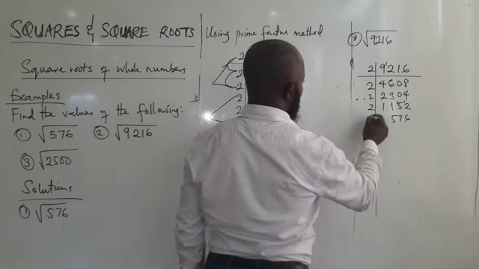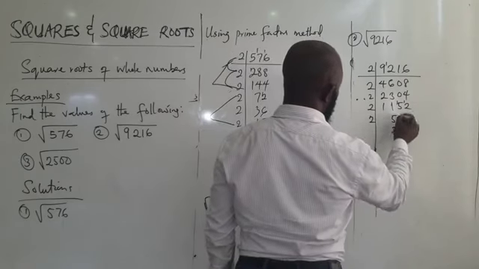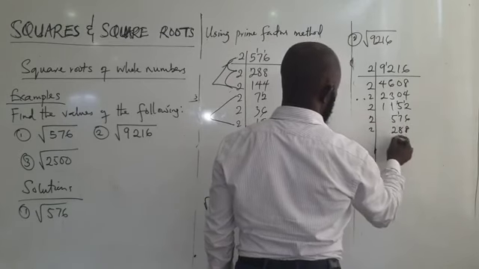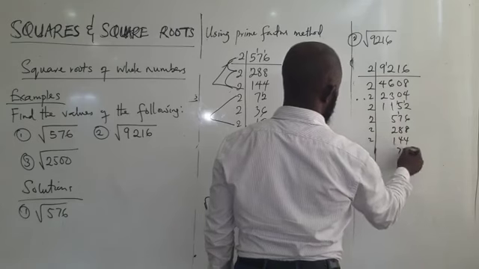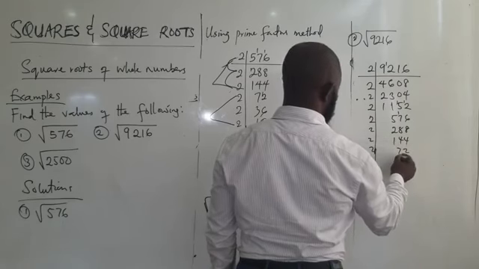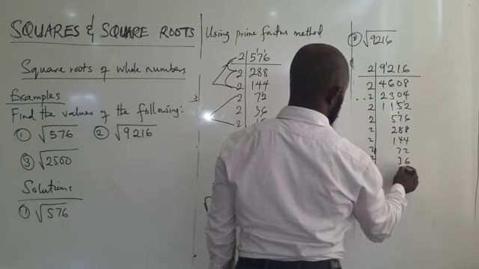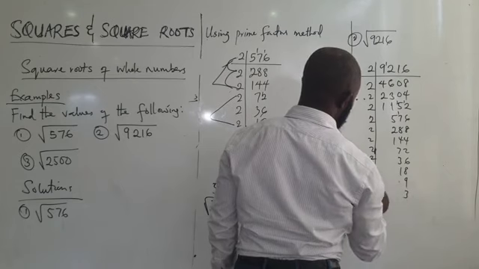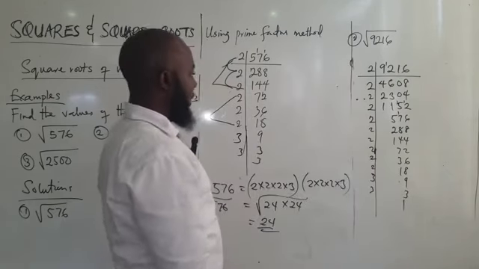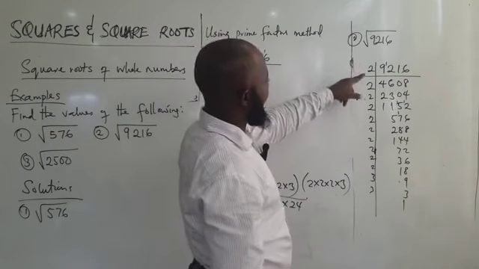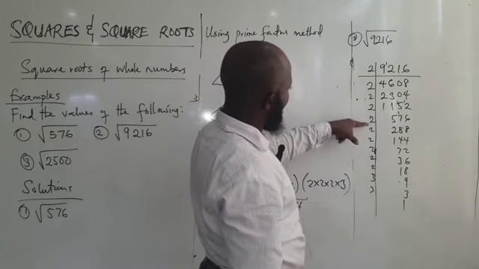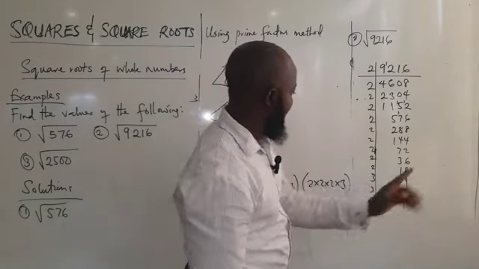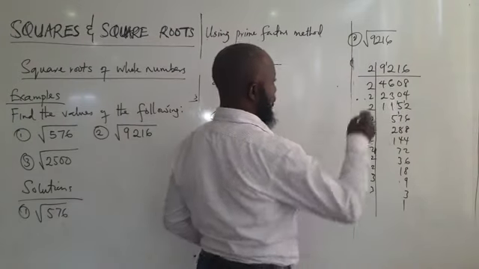Very long. So that means we're going to have 2 here, 288. 2 here, 144. 2 here, 72. 2 here, 36. 2 here, 18. 2 here, 9. And 3 here, 3. 3 here, 1. As you can see, we are going to count how many 2s we have there: 1, 2, 3, 4, 5, 6, 7, 8, 9, 10. So we are going to have them 5 and 5, then 3 and 3.